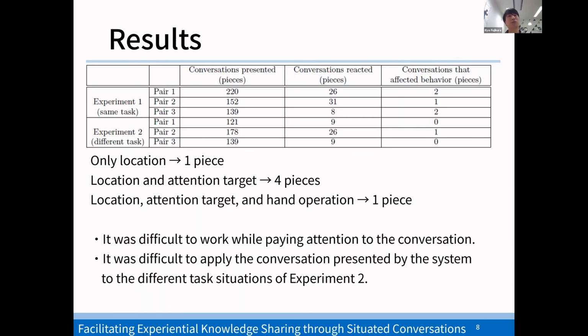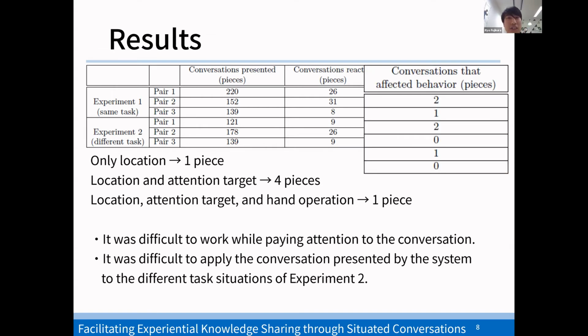This is the overview of experimental results. As shown in this table, we could find a total of 6 conversations that affected behavior through 2 experiments. One conversation was selected by 3 situations, 4 were selected by 2 situations, and 1 was selected by 1 situation. From these results, we can see that just selecting conversations based on location and attention targets can provide useful conversations. Despite the number of successful scenes being small, the result is not so bad in the sense that the provided past conversations changed the participants' behaviors effectively.